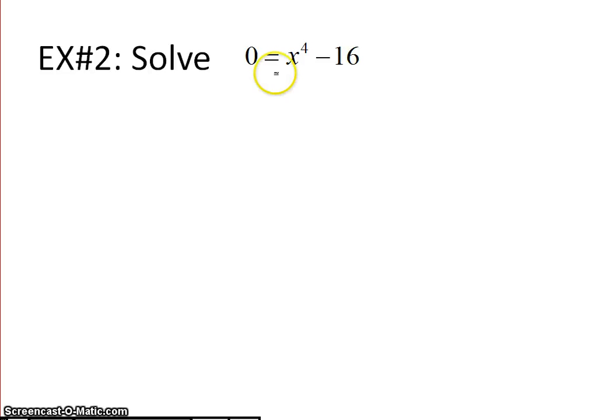Okay, so for example 2, there's multiple ways I could do it. I could add 16 to both sides and take the 4th root of both sides, or I can go ahead and factor. It's a difference of squares. The square root of this is x squared, the square root of 16 is 4, and make 1 plus and 1 minus. And I have a difference of squares again. So it's x minus 2, x plus 2. Remember, for the difference of squares, just take the square root of the first term and the square root of the second term, make 1 plus and 1 minus.